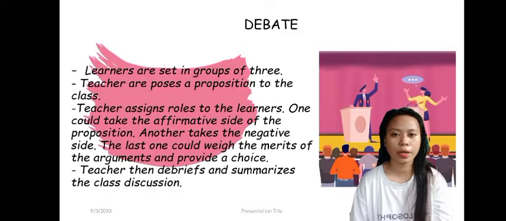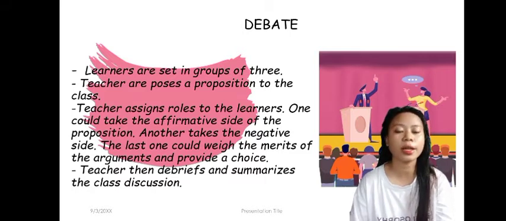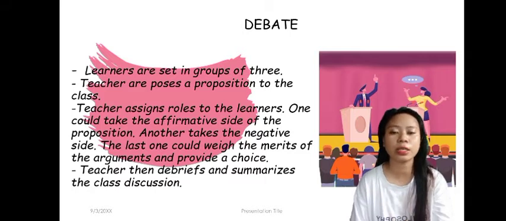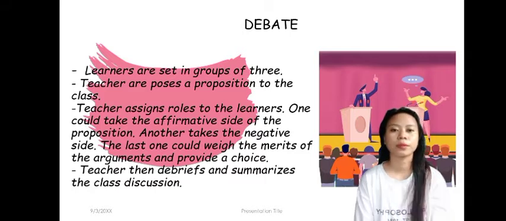We have here debate. The learners are set in groups of 3. The teacher poses a proposition to the class and assigns roles to the learners. One could take the affirmative side of the proposition, another takes the negative side, and the last one could weigh the merits of the arguments and provide a choice. The teacher then debriefs and summarizes the class discussion.